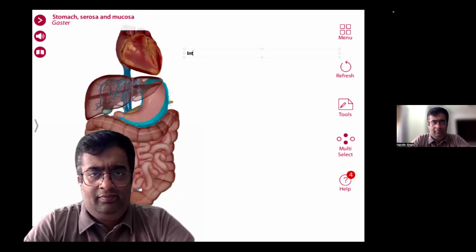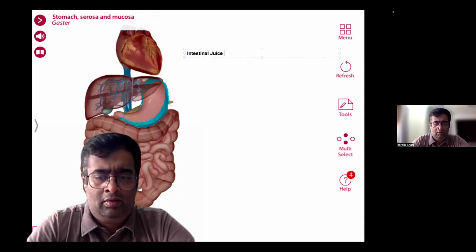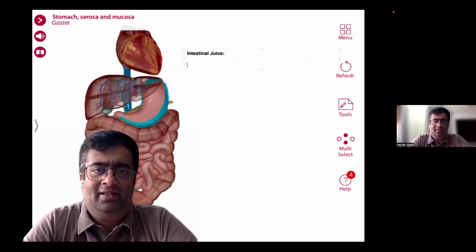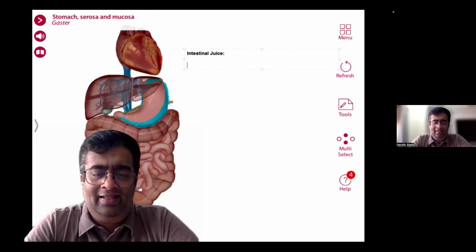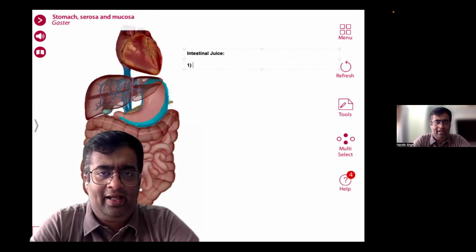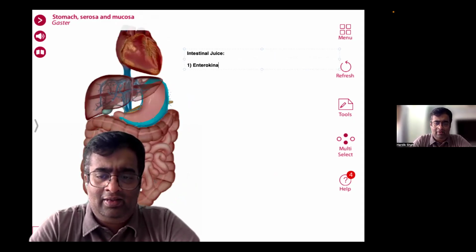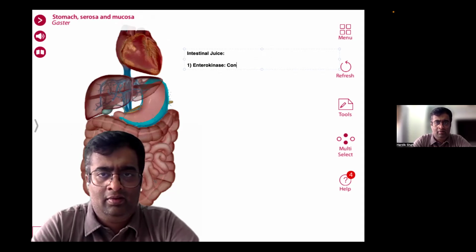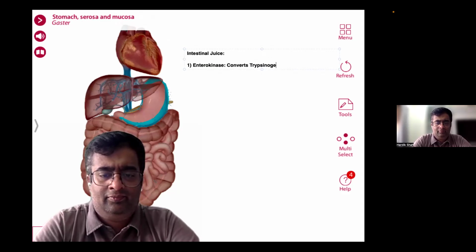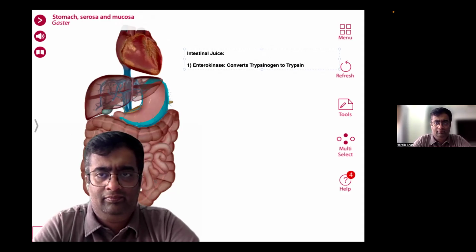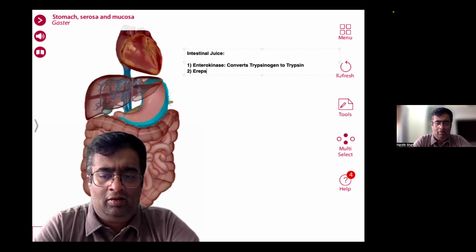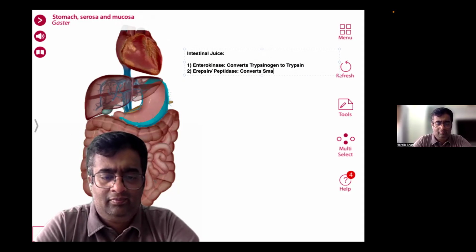So, intestinal juice is secreted by the glands present in the walls of the intestine. Now, the main enzymes present in the intestinal juice are enterokinase. This enterokinase converts trypsinogen to trypsin. And there is an enzyme called erepsin, also known as peptidase. It converts smaller peptides to amino acids.